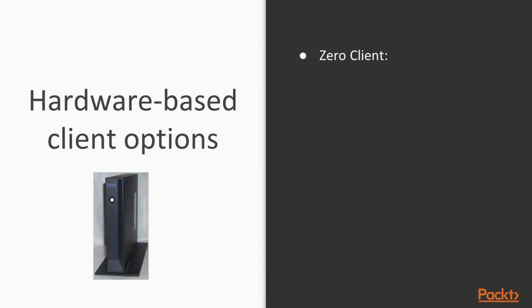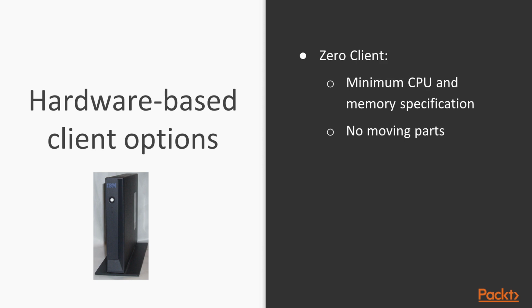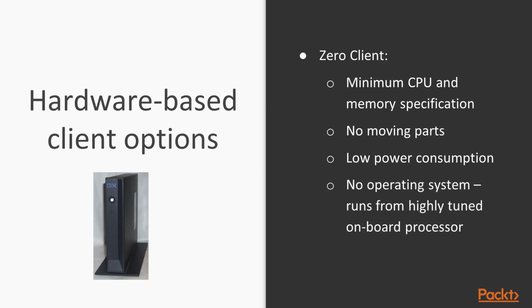Then we have a zero client. The example here is one of the 10ZIG boxes. Again, it has minimum CPU and minimum memory specification, no moving parts, so no fans, no disks. It's low powered, but the difference from a thin client is that it doesn't have an operating system other than literally just a BIOS type approach. Basically, it has everything embedded on silicon, as it says, on a highly tuned onboard processor. So for VMware, this would be a PC over IP based solution, and it would be running one of the Teradici Tera based hardware chips. So it's perfectly optimized for running that particular profile of graphics and doing it in hardware and not in software.